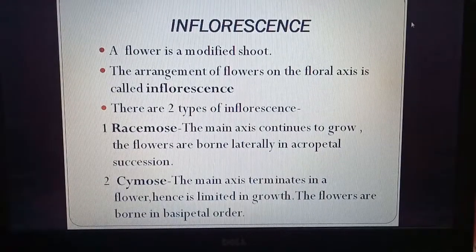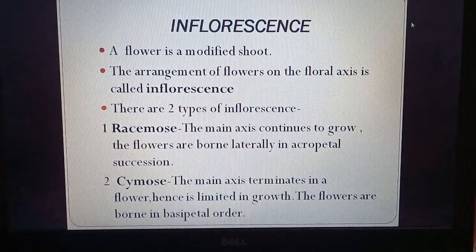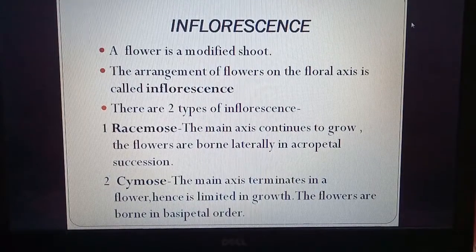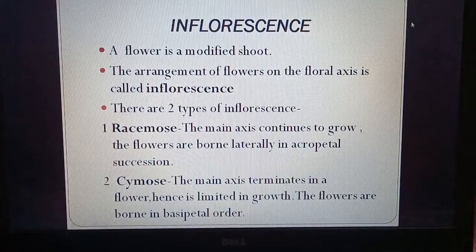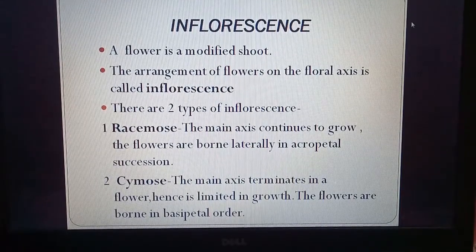So what is a flower? A flower is a modified shoot. So it is a shoot or stem part which is above the ground, which is modified into a reproductive structure. Now the arrangement of flowers on the floral axis is called inflorescence.